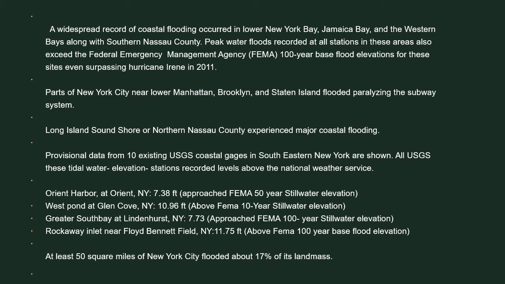Provisional data from 10 existing USGS coastal gauges in southeastern New York are shown. All of these USGS tidal water elevation stations recorded levels above the National Weather Service. Here I listed some of the flooding and to where it reached. We can see that some were above FEMA 100-year base flood elevation and some approached. At least 50 square miles in New York City flooded, and about 17% of its landmass was covered.